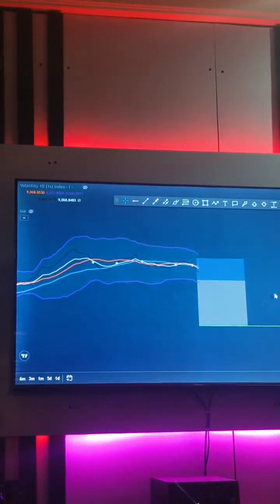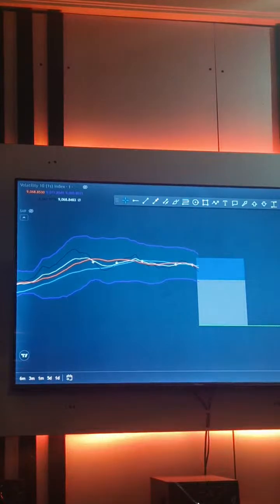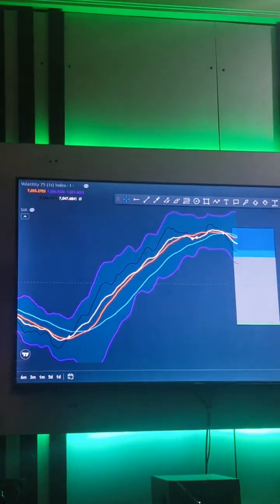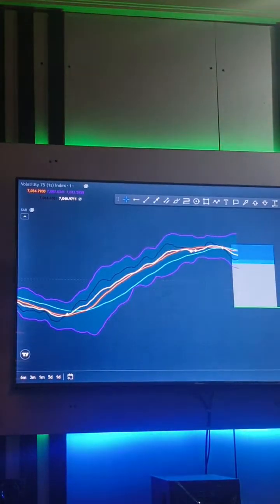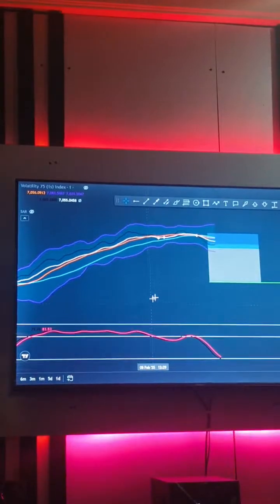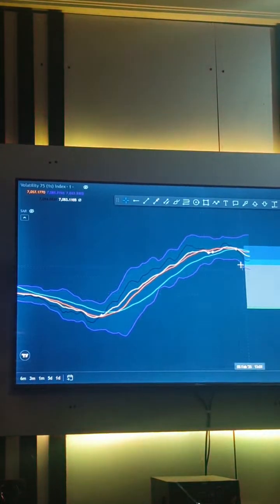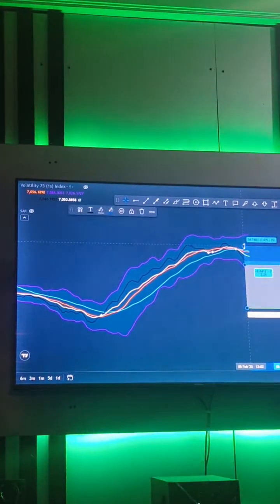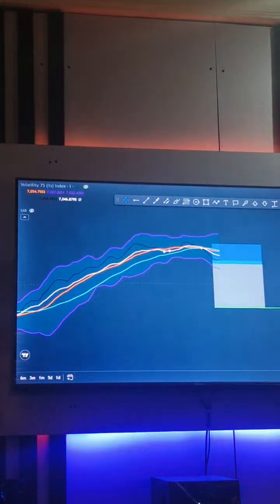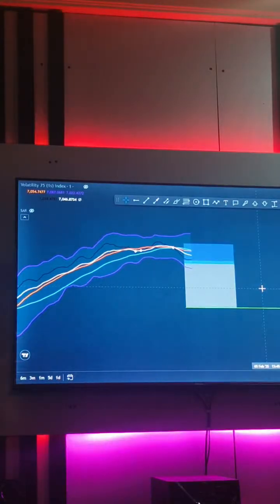So let's wait for these two trades to play out and see what we've got. The 75 and then the volatility 10x. I'm going to increase my stop loss a little bit above, like this. So I'm going to wait for this trade to play out. Let's see what we have.